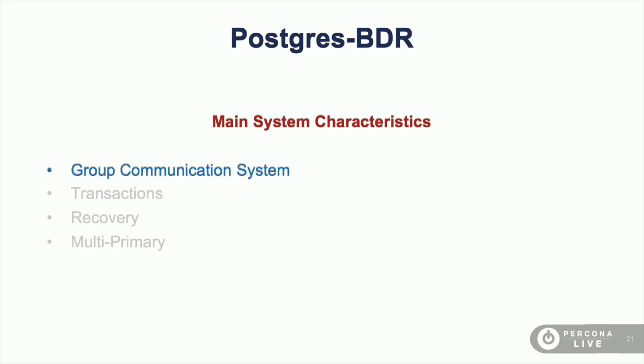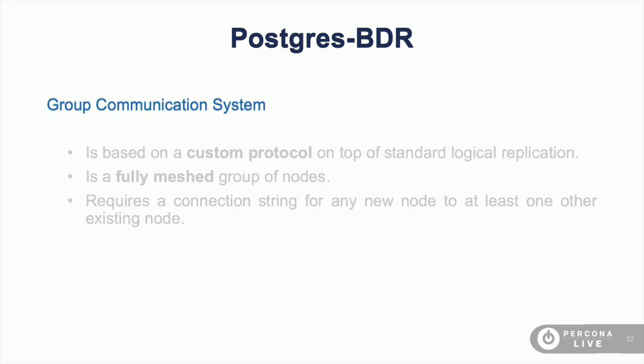What are the main components? Group communication system, transaction component, a recovery component, and a multi-primary component. We will observe and examine each one of them, starting with the group communication system.